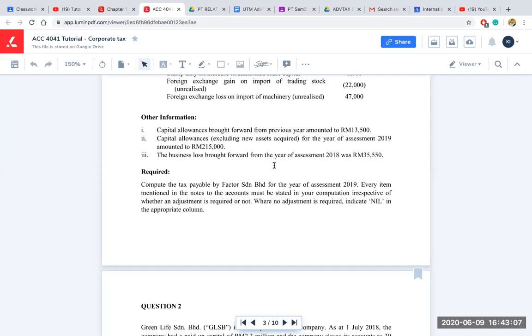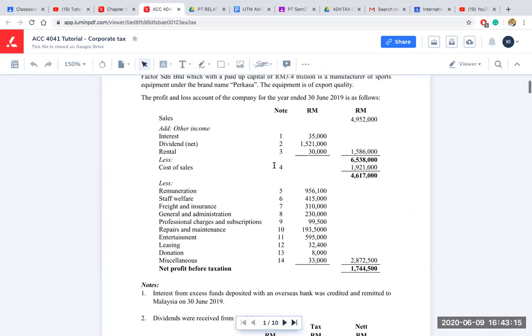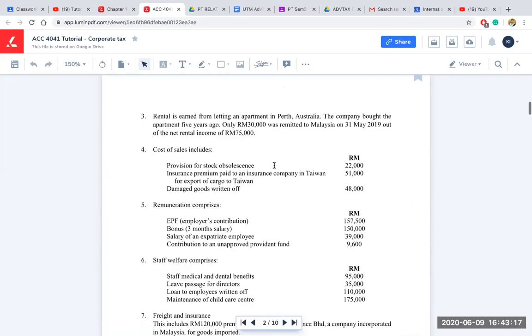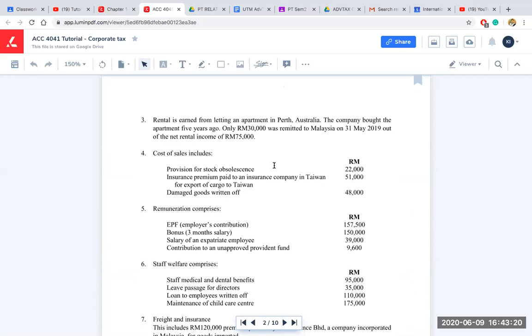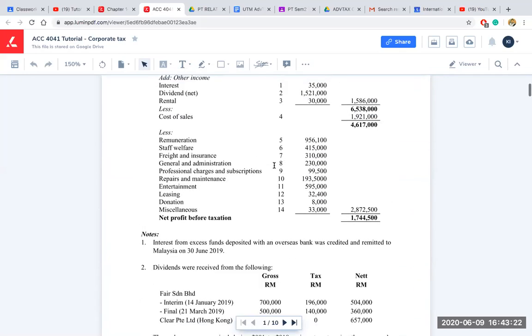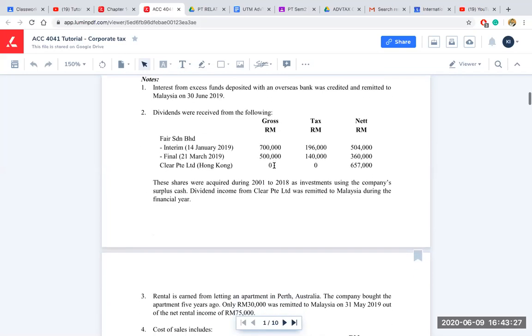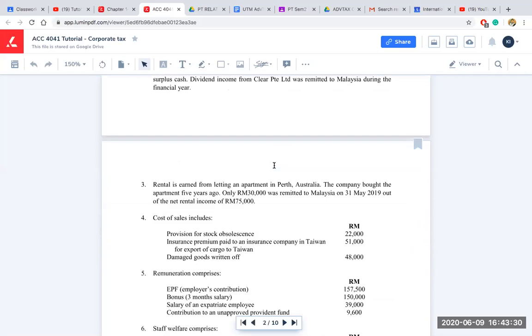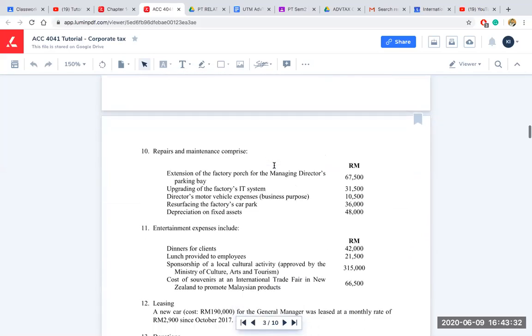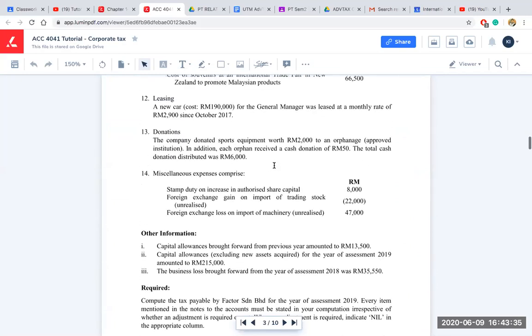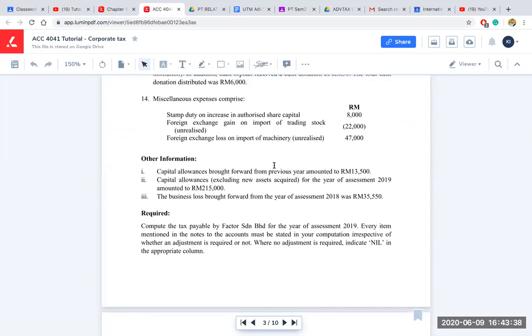Alright, so once you have your statutory income minus your, you ada business two tak? Is there any business two income? Ada. Rental kan? Kat mana? Mana business two? Tak ada lah. Note nombor satu, interest, dividend, rental. Tak ada. Bukan soalan ni. So in this case, you compute lah statutory income. Alright, you boleh compute statutory income. Then only you minus your loss brought forward ni.